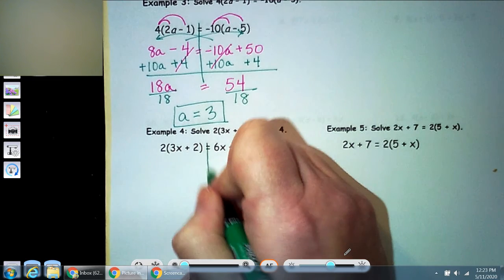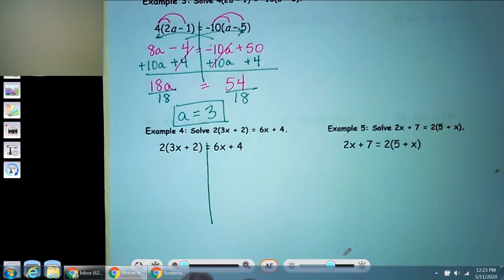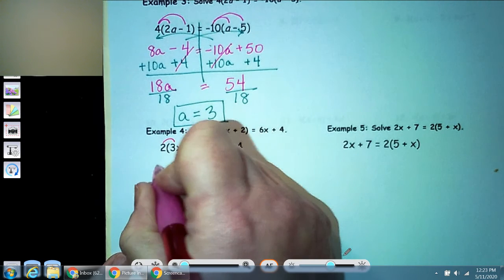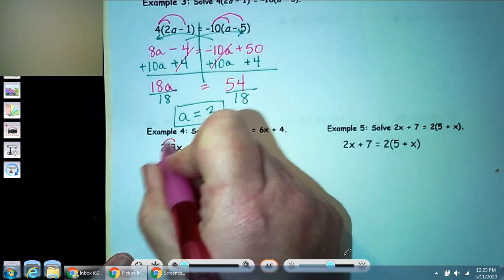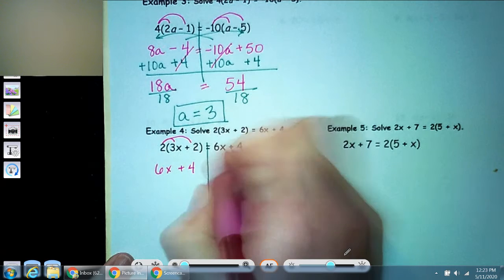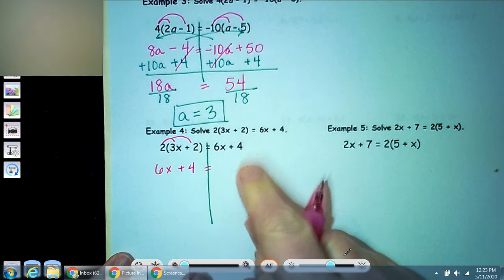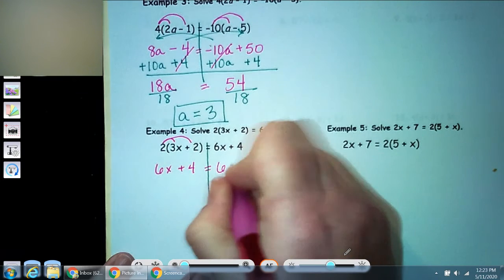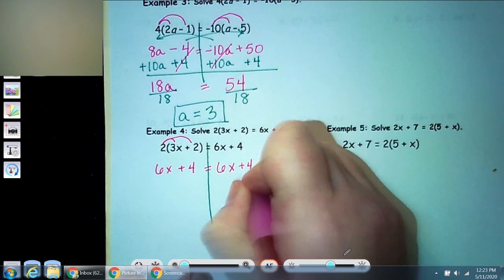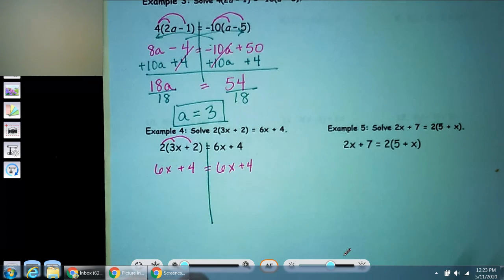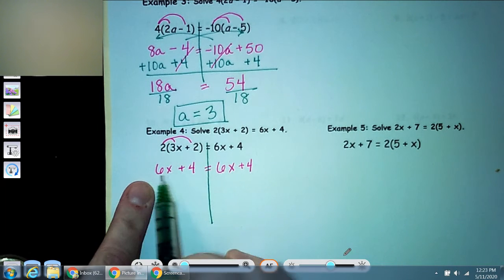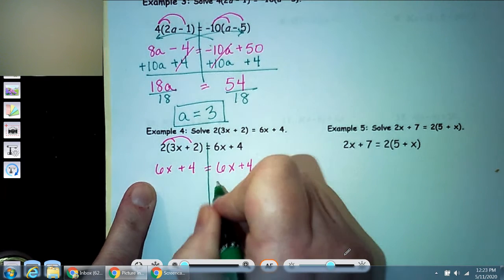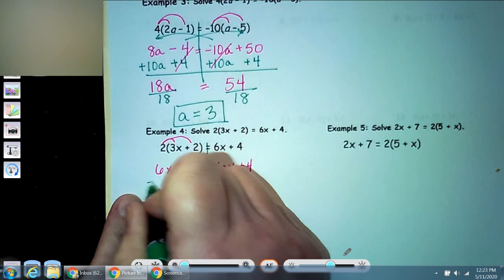Example 4. We're going to start off by distributing to get rid of these parentheses. 2 times 3x is 6x. 2 times 2 is 4. Over here, there's nothing to simplify, no parentheses, nothing like that, so I'm just going to bring down what I have. Now I want to gather my variables, but what you'll notice is my variable terms are the same. I have 6x and 6x, so I'm going to subtract 6x from both sides.